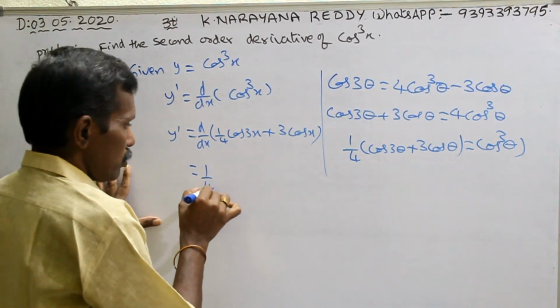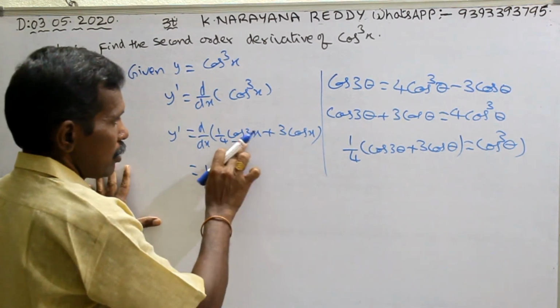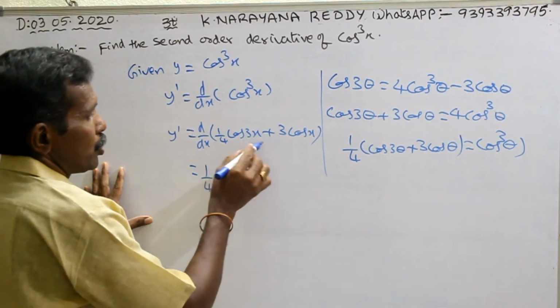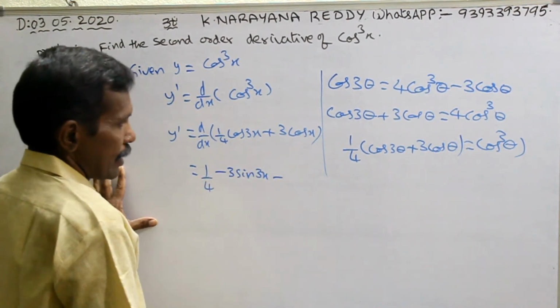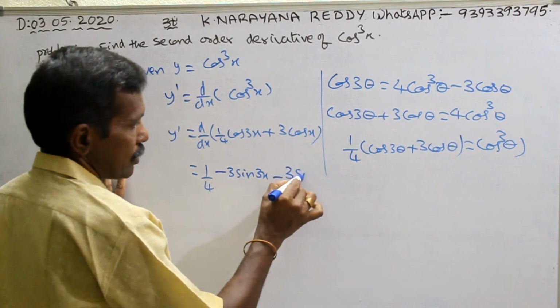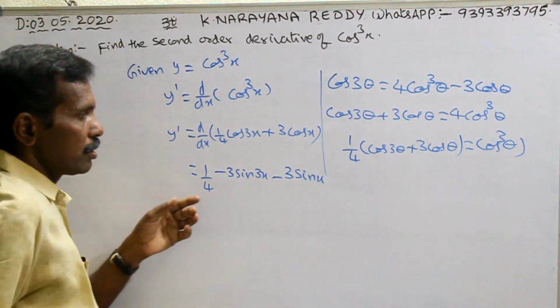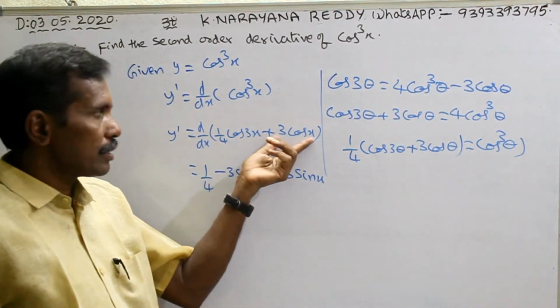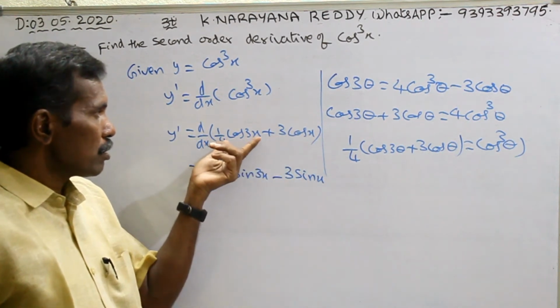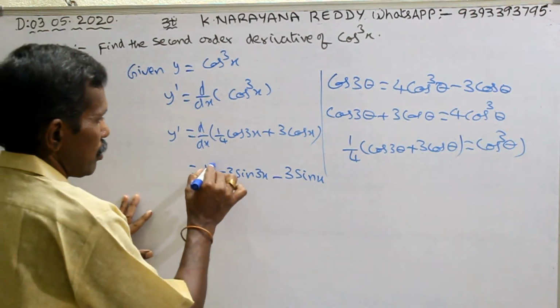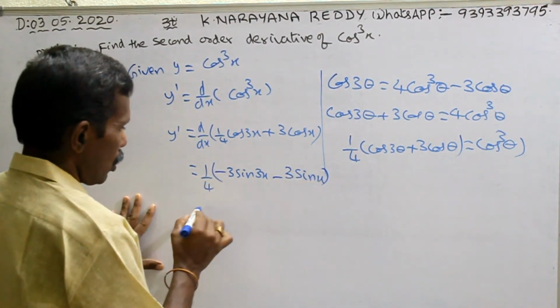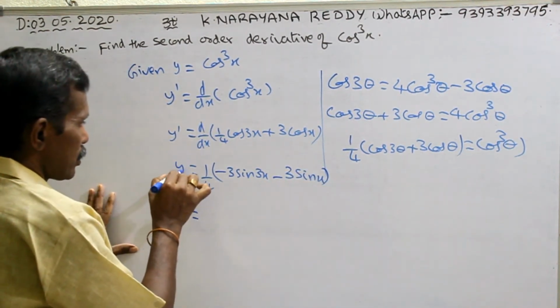1 by 4 into this one. Cos 3x differentiation is minus 3 sin 3x. In the same manner, minus 3 sin x. Why? Because cos x differentiation is minus sin x. So minus sin 3x into 3. Okay. Now, this is y dash.